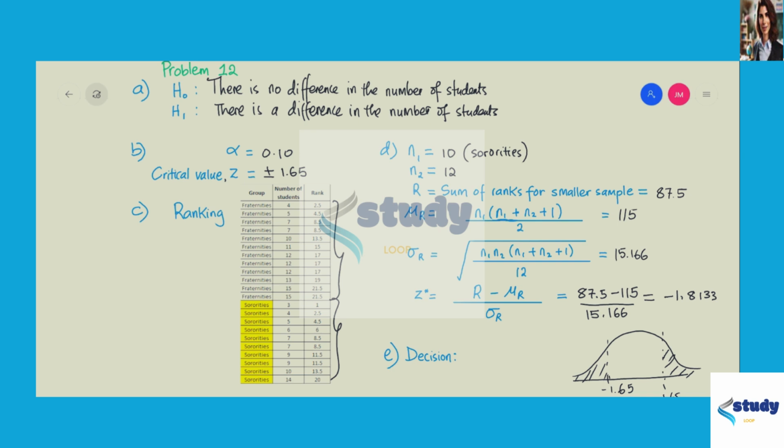And in our case, we can see that the calculated value is to the left, which means that our calculated value is within the critical region, and in that case we have to make the decision to reject the null hypothesis. And since we're rejecting the null hypothesis, we conclude that there is enough evidence to support the claim that there's a difference in the number of students in those two groups.